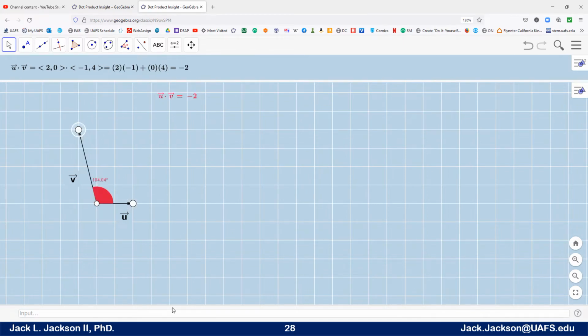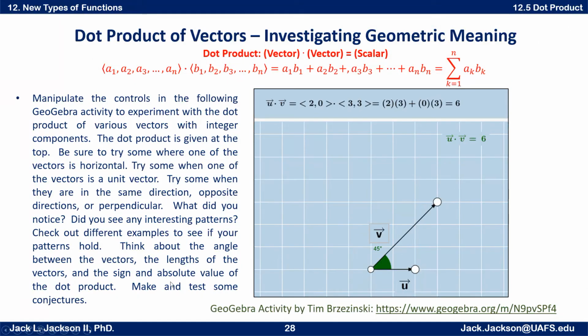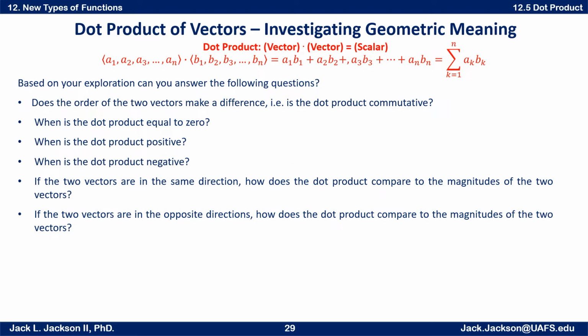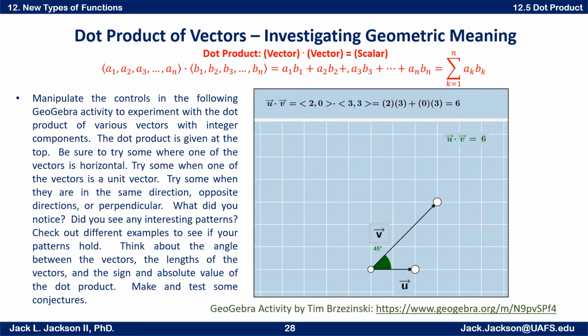Okay, so let's go back to our slides a bit. Based on our exploration, can you answer the following question? Does the order of the two vectors make a difference? In other words, is the dot product commutative? When is the dot product equal to 0? When is the dot product positive? When is the dot product negative? If the two vectors are in the same direction, how does the dot product compare to the magnitudes of the two vectors? Okay, we didn't investigate that one, so let's go back and look at that a minute.